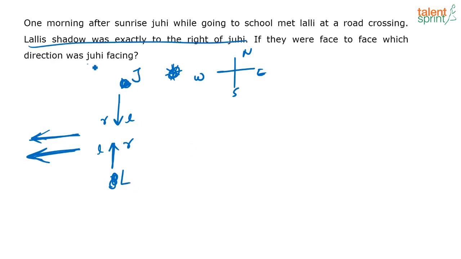The question is, which direction is Juhi facing? So which direction is Juhi facing now? Juhi is facing downwards, or Juhi is facing south. So the answer that we are looking for is south. Is it clear? Lali's shadow was exactly to the right of Juhi. So Lali's shadow is towards the west. It has to be the right of Juhi, meaning Juhi has to be on top and Lali has to be on the bottom, in the north.